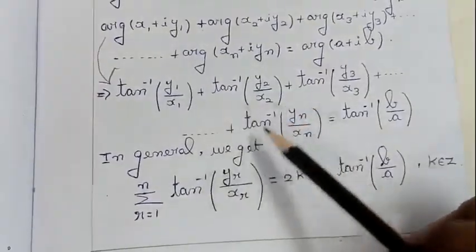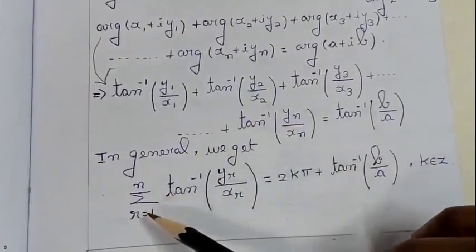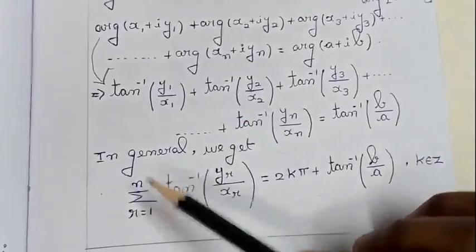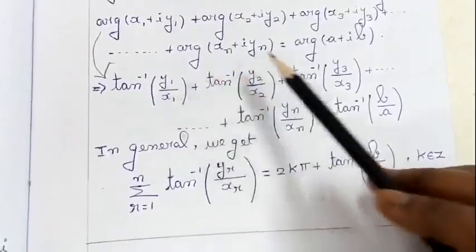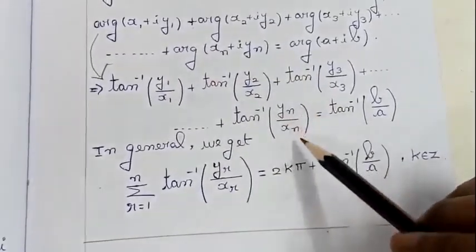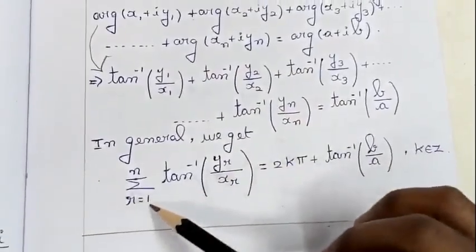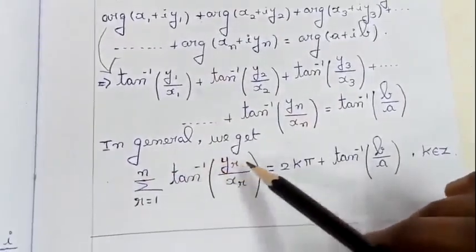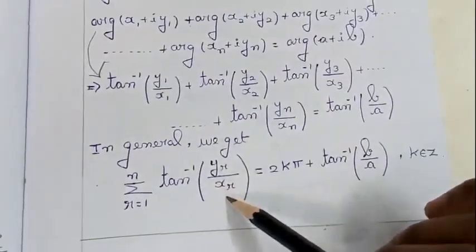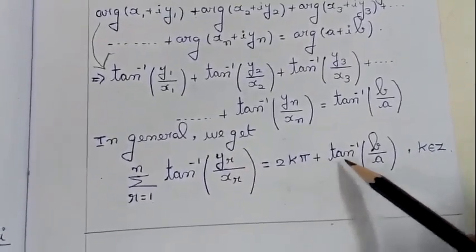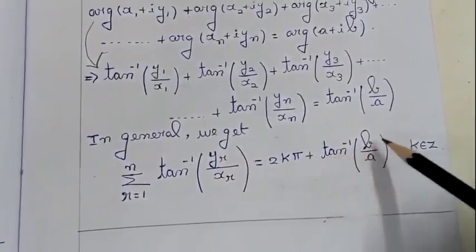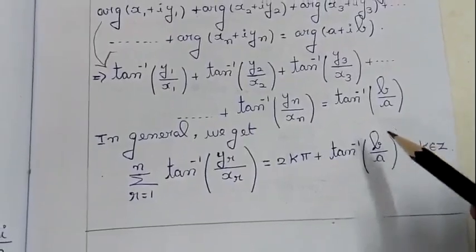Addition can be written as summation, starting from 1 to n. That is tan inverse of y1 divided by x1 till yn divided by xn, that is summation r equal to 1 to n tan inverse of real part divided by imaginary part, that is yr divided by xr equal to 2k pi plus tan inverse of b by a, and that is the final answer for the second part.